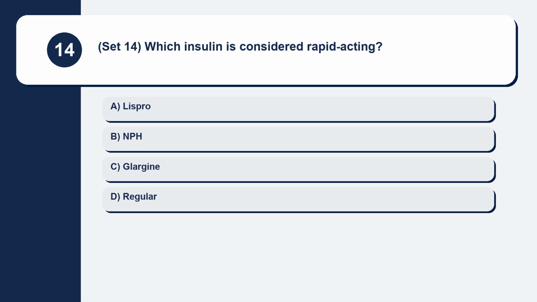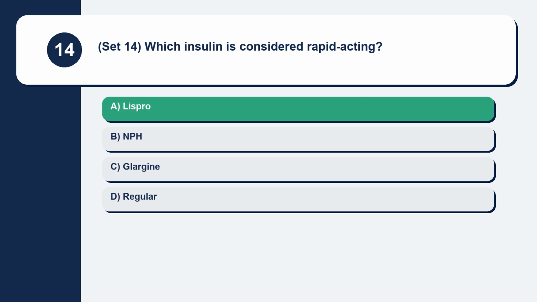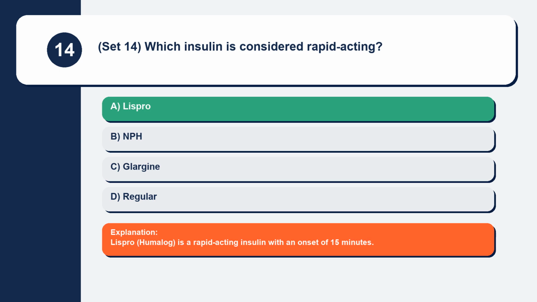Question 14. Set 14, which insulin is considered rapid-acting? Lispro, NPH, glargine, regular. Lispro, Humalog, is a rapid-acting insulin with an onset of 15 minutes.